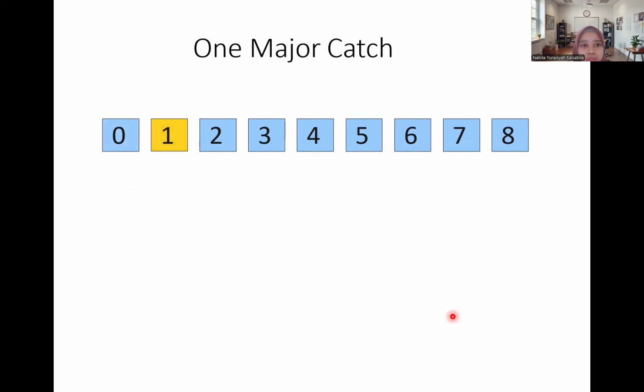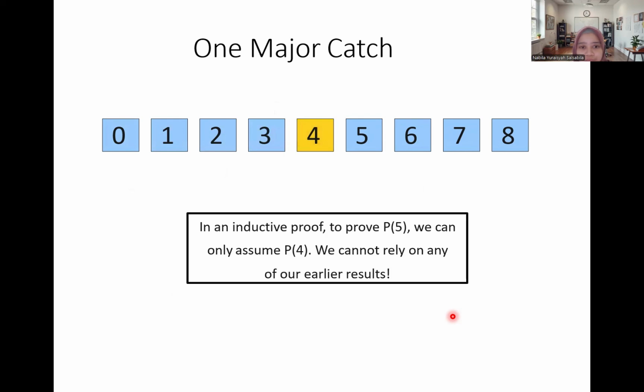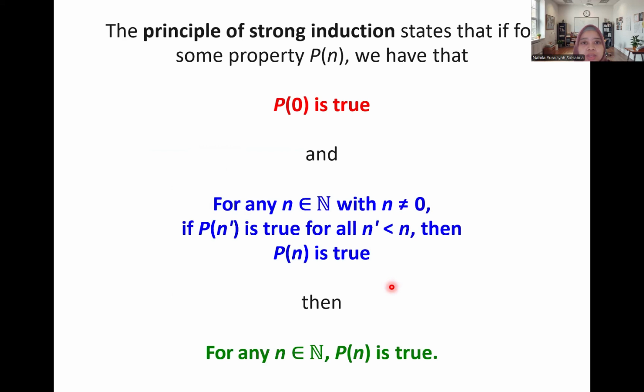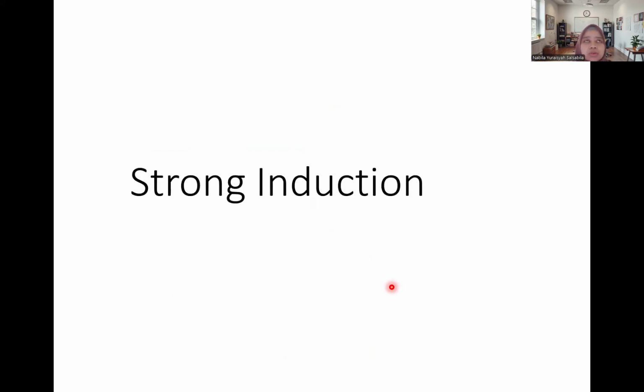0 is true, 1 true, 2 true, 3 true, 4 true. To prove P5, we can only assume P4. We cannot rely on any of our earlier results. So now we can discuss strong induction, which is another variant of mathematical induction.